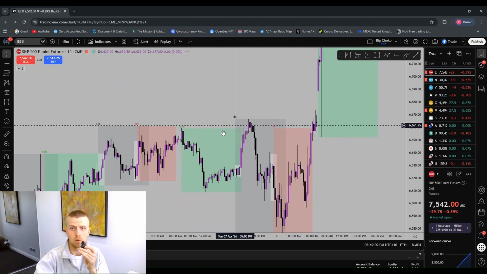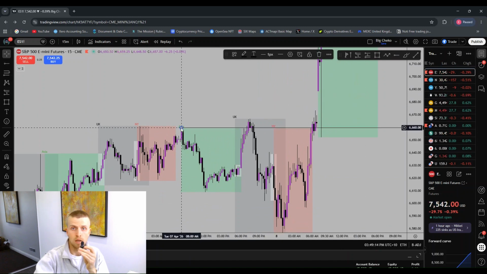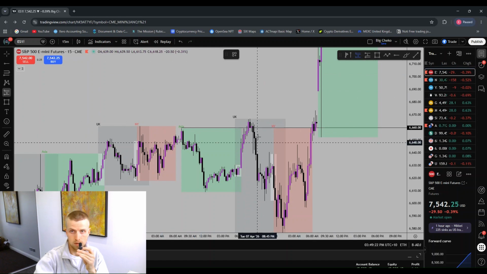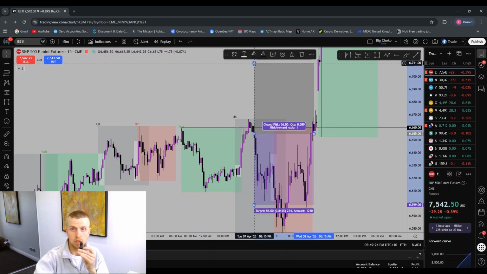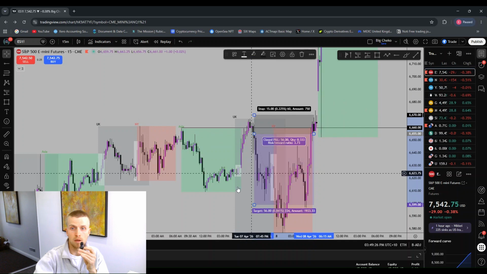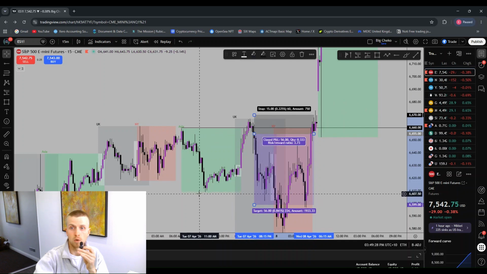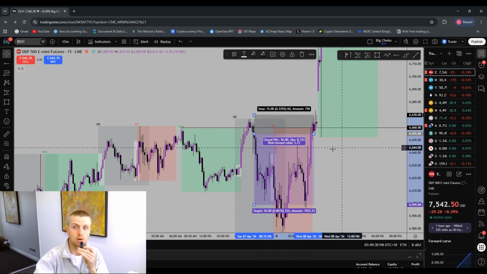All right, beautiful. What do we have here? Another sweep of Asia's high. So that's Asia's high. London comes through. We get some decent candle closures below that level. We're jumping into shorts, stop loss just above the high, and we take out these draws on liquidity. Another 3R, pretty much a 4R.